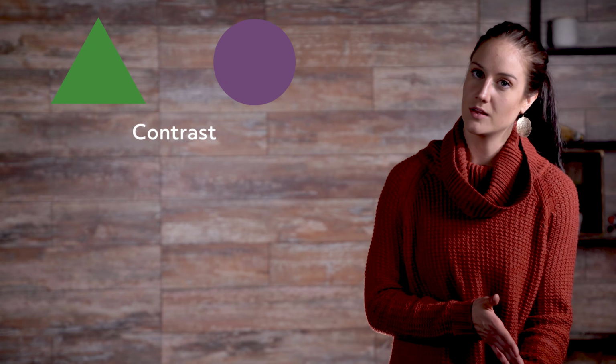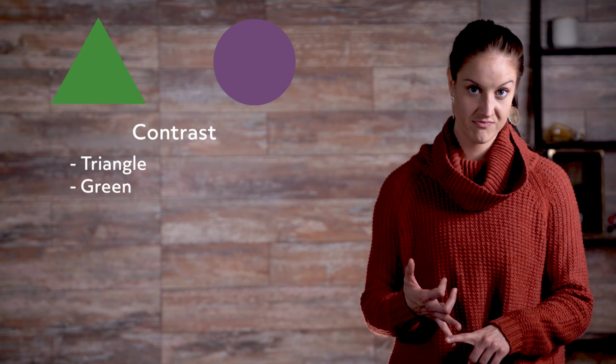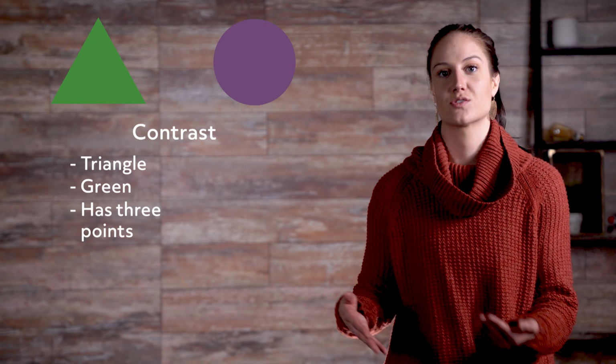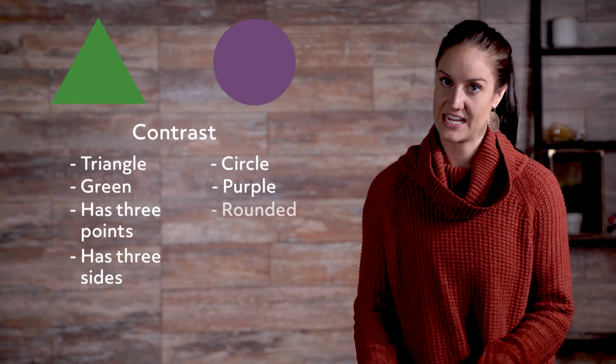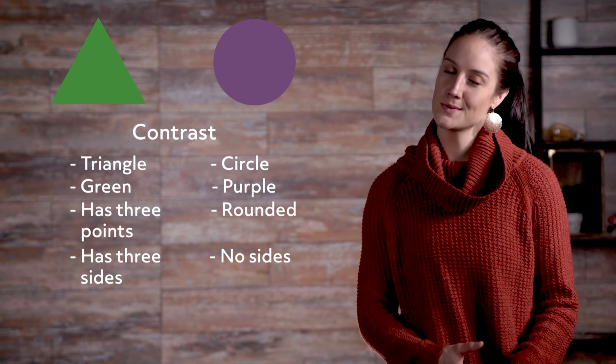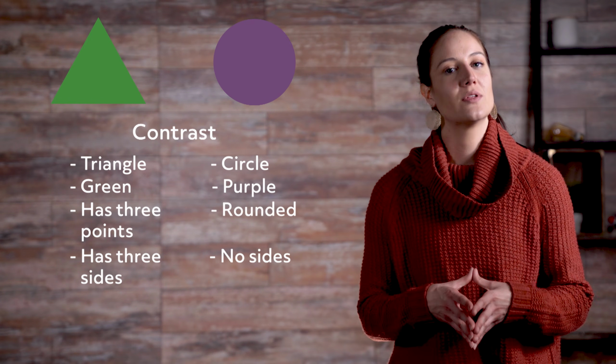For our contrast column, we can see that one is a triangle. It's green. It has 3 points and it has 3 sides. The other is a circle. It's purple. It's rounded and it has no sides. Now, this is a simple example. However, there are more challenging ways in which you might be asked to compare and contrast something.